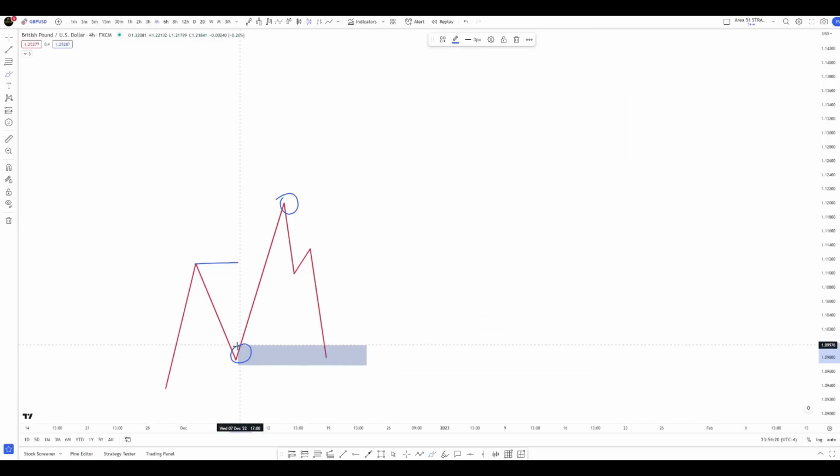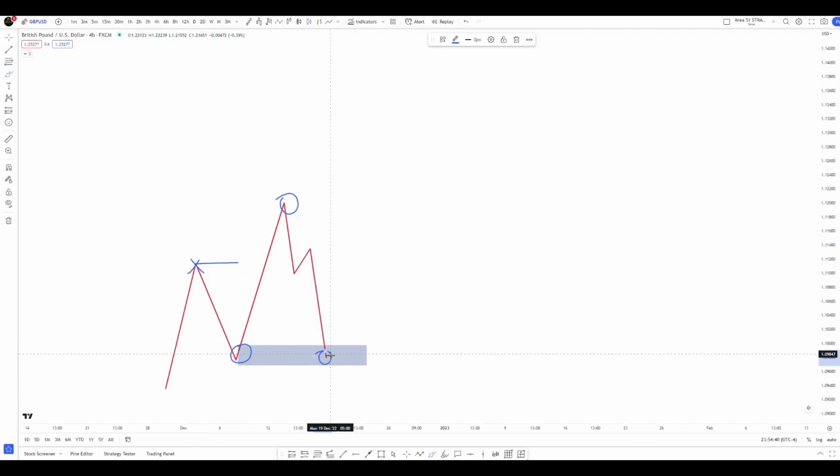So there's a demand that took out this supply here, because remember, there were sellers over here selling the market to the downside. But once this move took out this previous structure, the demand is now present in the market. So most buyers are now waiting for the price to come back over here and buy it again.